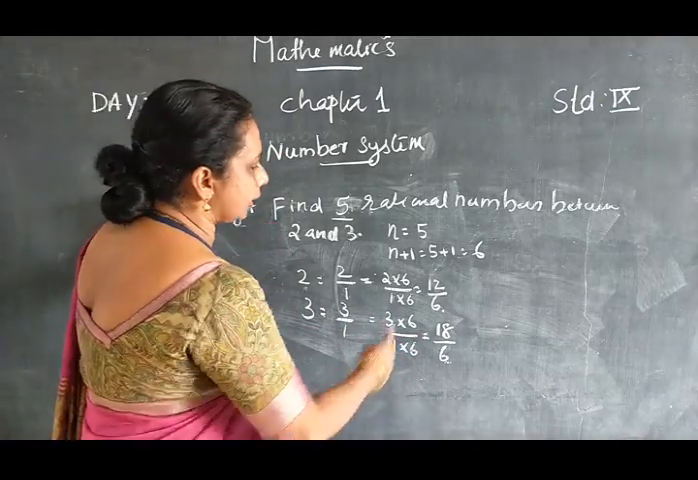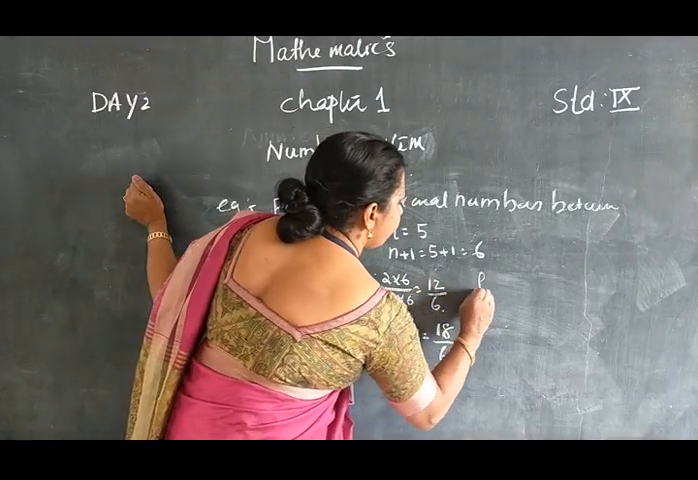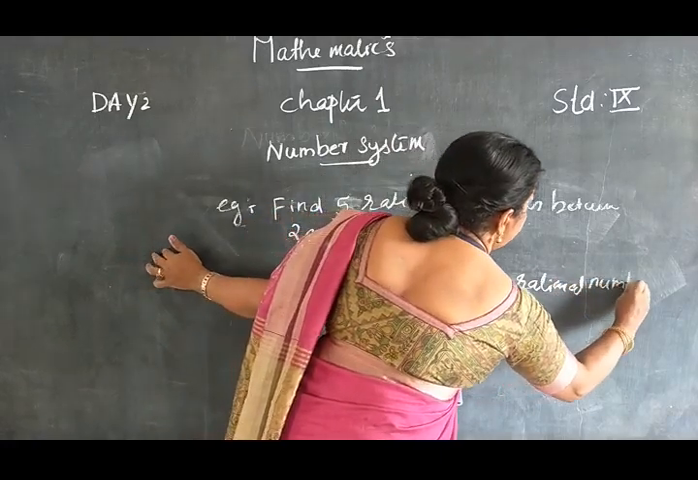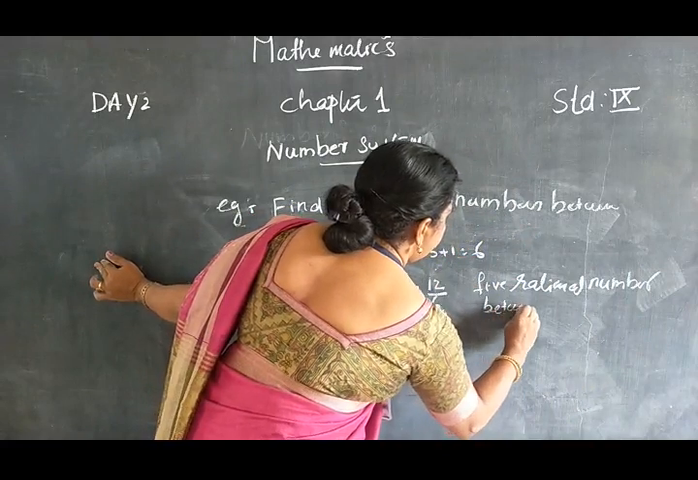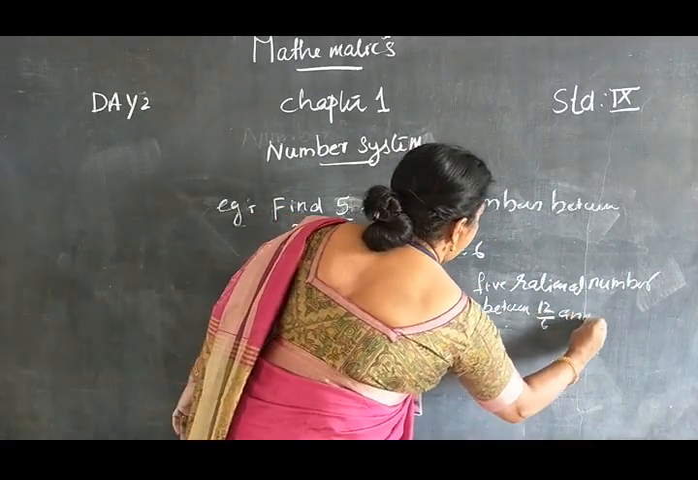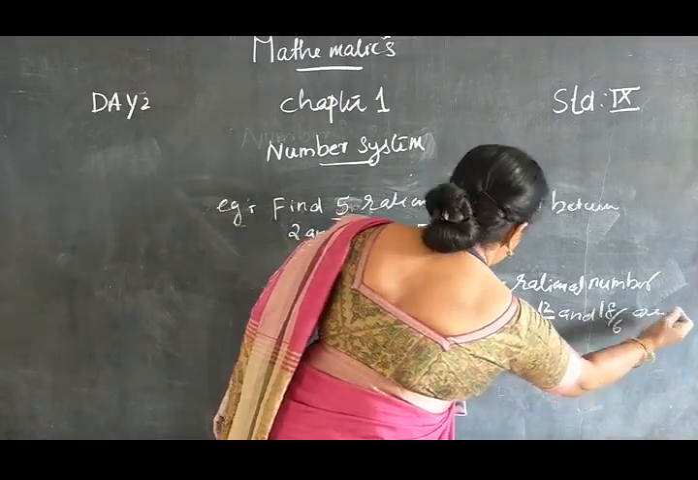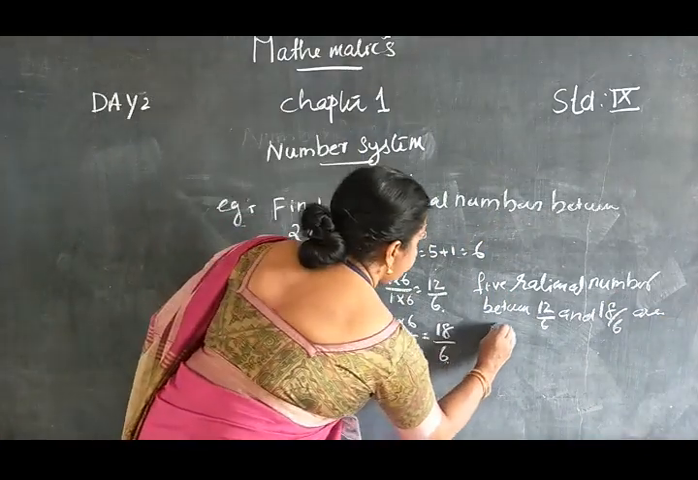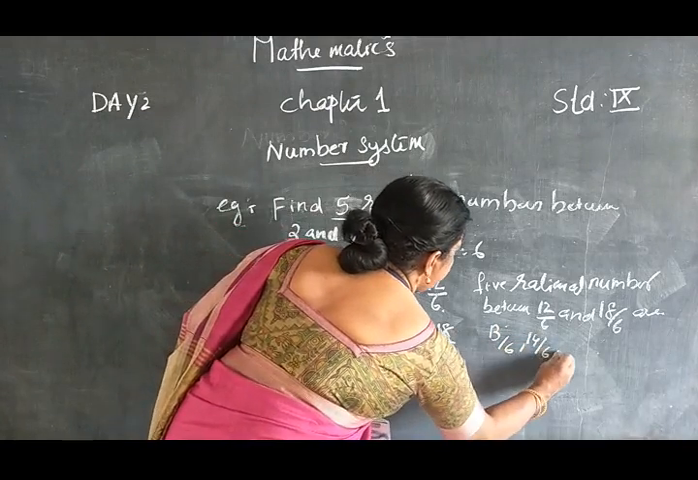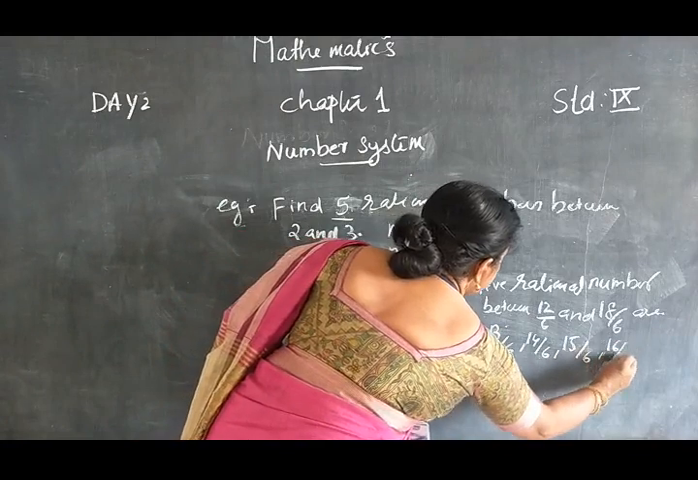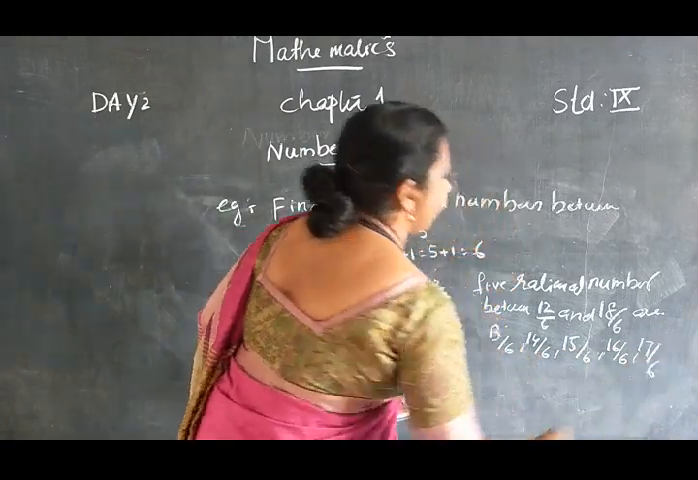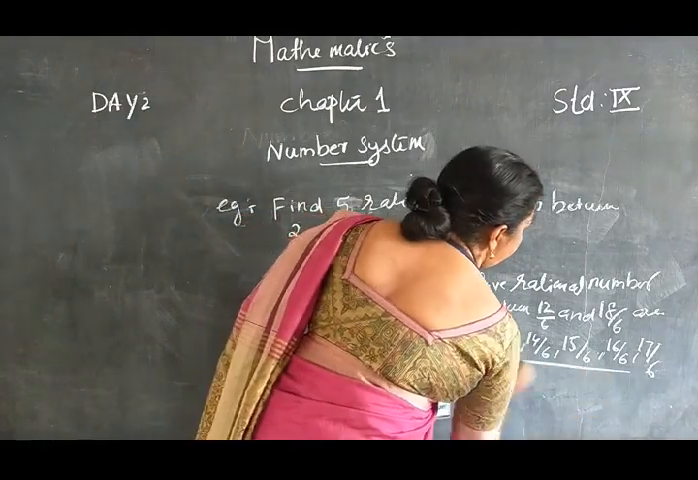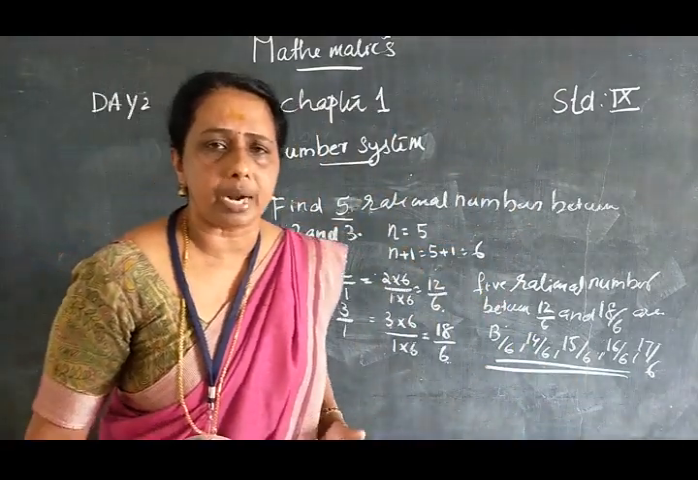Then we can write the 5 rational numbers between 12 by 6 and 18 by 6. They are 13 by 6, then 14 by 6, then 15 by 6, then 16 by 6, then 17 by 6. These are the 5 rational numbers between the two given rational numbers 2 and 3. This way we can find infinitely many rational numbers between two given rational numbers.